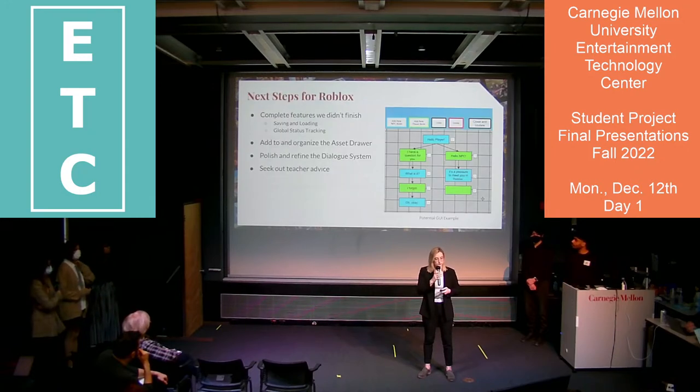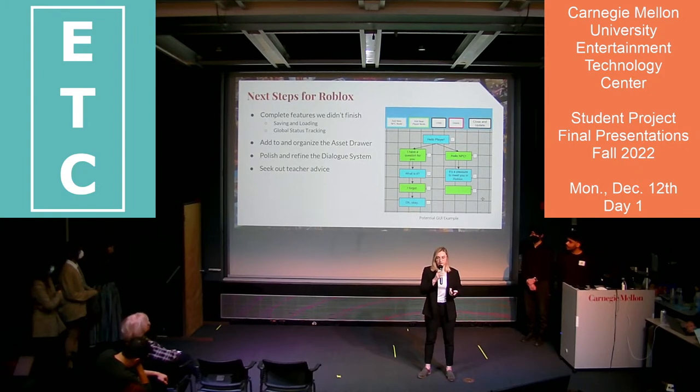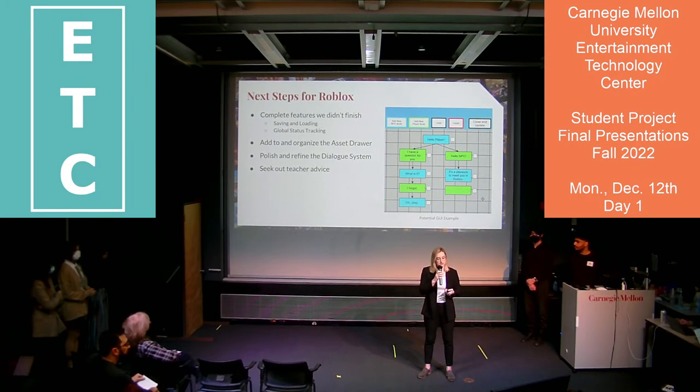For next steps for Roblox, we would recommend that they complete some features that we didn't get to. They would add and organize the asset drawer, kind of like what Alice 3 has. Polish and refine the dialogue system by including undo and delete buttons and arrows to show directionality, as well as seek out further teacher advice.